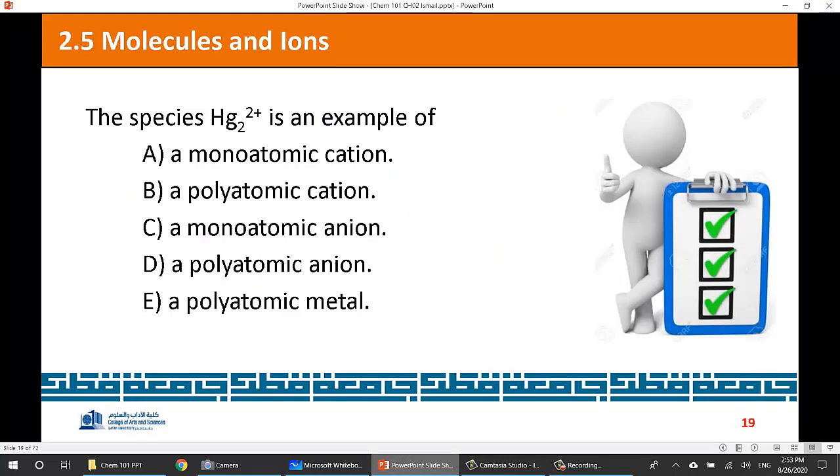Now here's another multiple choice question. Say species Hg2 plus is an example of what? Is it a monoatomic cation? Is it a polyatomic cation? Is it a monoatomic anion? Is it a polyatomic anion or a polyatomic metal? Again, you can think about this between you and yourself, and we can check the answer and discuss the answer with ourselves later on.